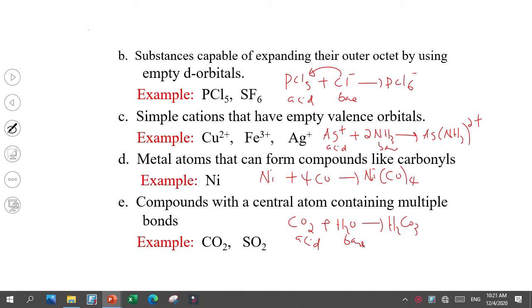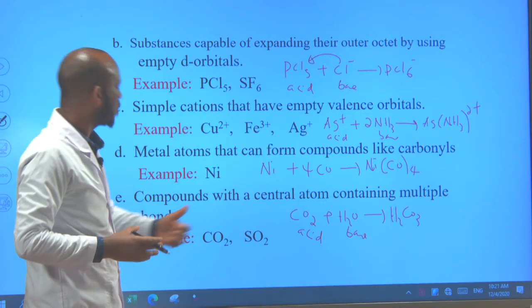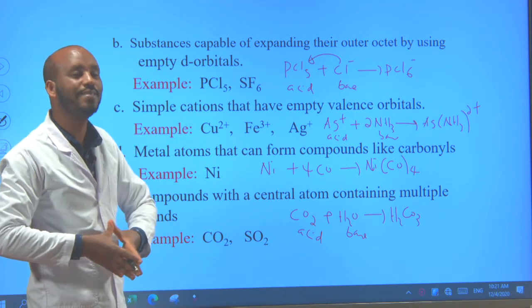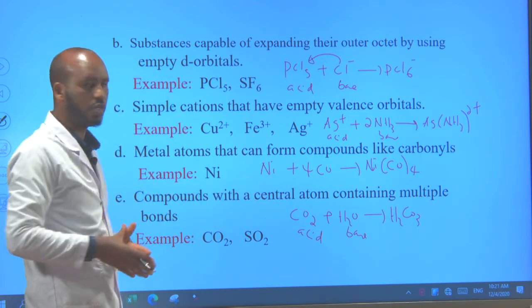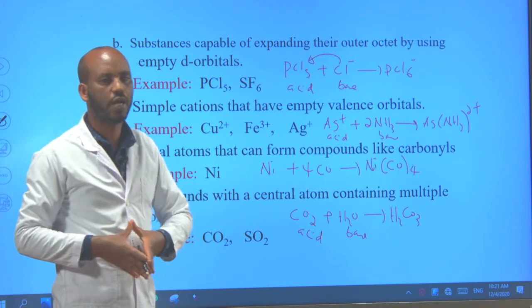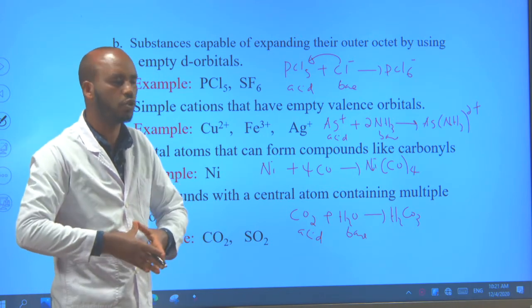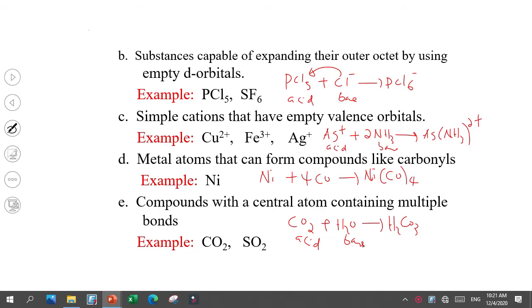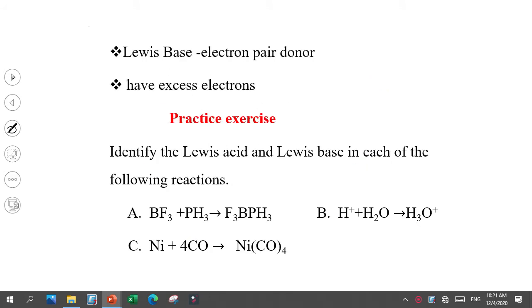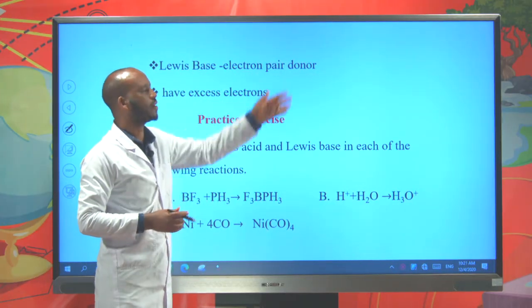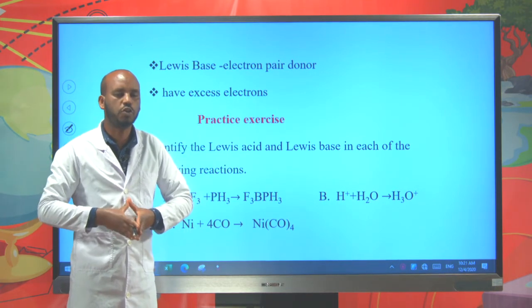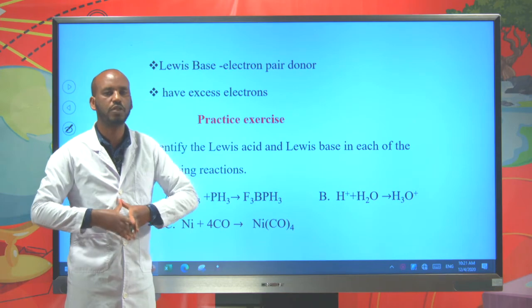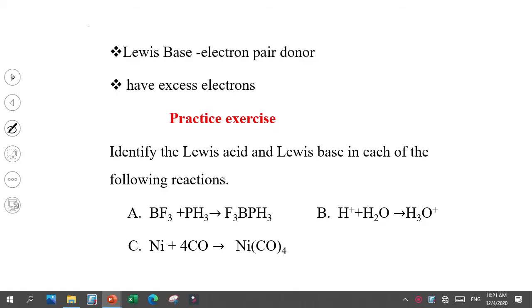Sulfur dioxide plus water gives sulfurous acid. Sulfur dioxide is the Lewis acid. Sulfur trioxide plus water gives sulfuric acid. Therefore, compounds with a central atom containing multiple bonds, such as carbon dioxide, sulfur dioxide, and sulfur trioxide, are examples of Lewis acids. Lewis bases are electron pair donors and have excess electrons. Therefore, for a substance to be a Lewis base, it must have a pair of electrons on the central atom.